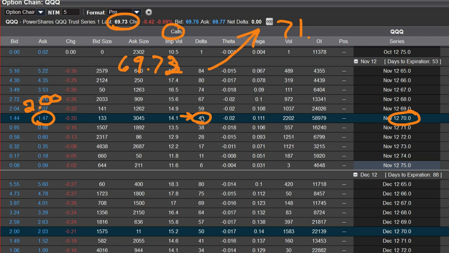Anybody remember which Greek deals with the delta? No, it's not rho. Is it the vega? No, vega has to do with volatility. Theta has to do with time. It's the gamma, isn't it? And I don't even have gamma on here. Shoot. I thought I did. Hold on a second. No, let's see. There we go.